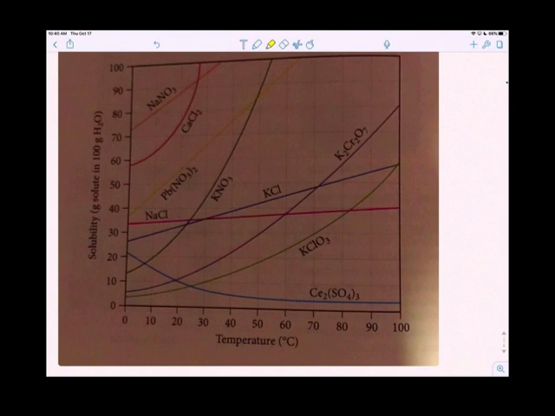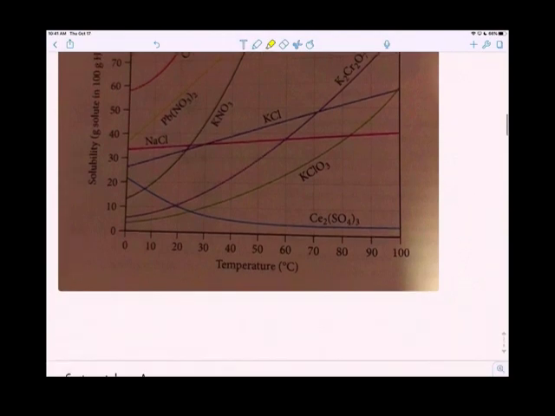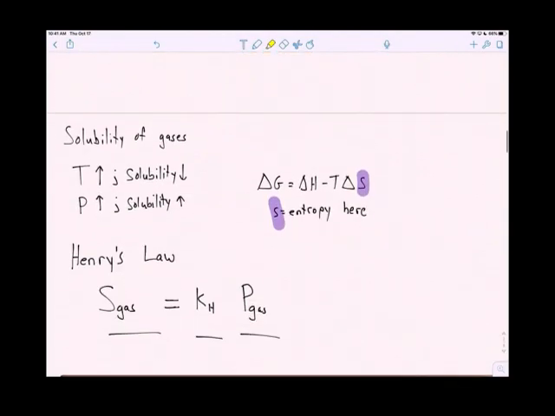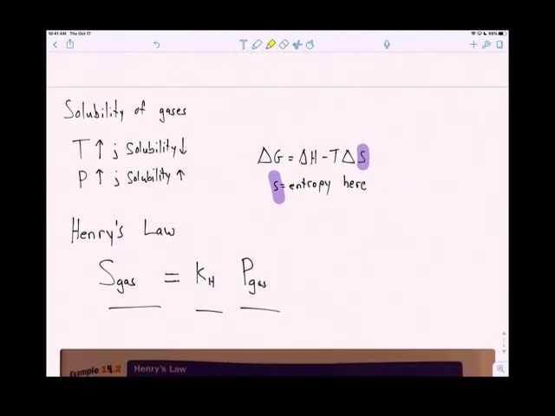Okay, and here is the general trend for solubility, and you can see that for the vast majority there are only a few exceptions. Like here you have cerium sulfate. Cerium(III) sulfate actually decreases in solubility with temperature, but everything else increases, and quite dramatically actually. And what about gases, though? That's solids, so let's talk about gases.